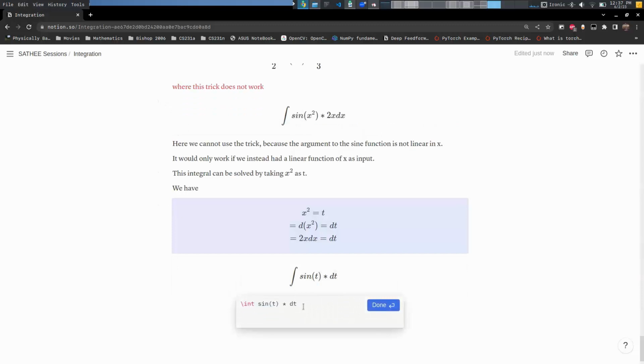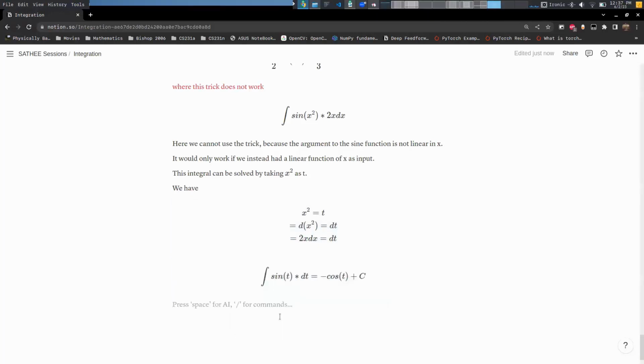And then sine t dt, we have the answer to this. This would be minus cos t plus some constant. So I hope you understood. So a list of examples where the linear trick, I'll call it the linear trick, would work.